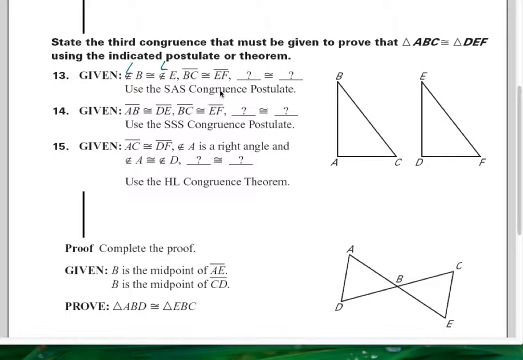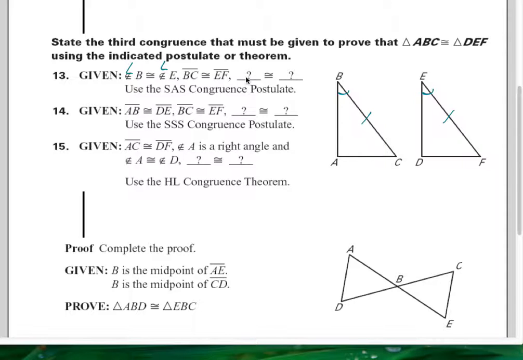So I'm going to mark my picture and then I'm going to erase my picture in between each question. So each one is like a fresh start. So angle B and angle E match. They have one marking. BC matches with EF. So since that's the first side, I'm going to use one mark.